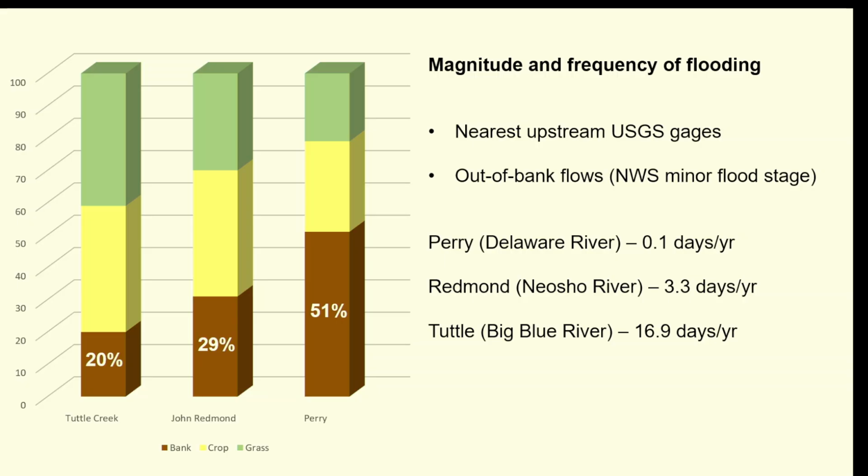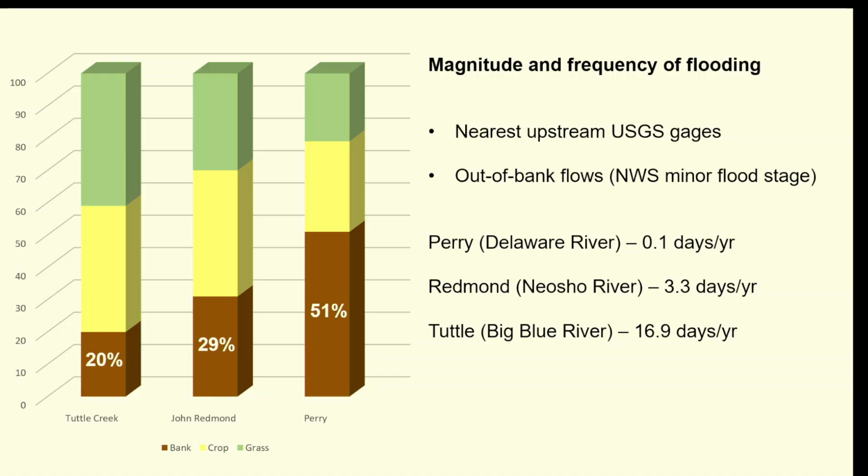So we can take that idea and that principle and start thinking about the other reservoirs. If we just look at the nearest upstream gauges, and we consider the out-of-bank flows, which would be defined by the Weather Service as the minor flood stage, we're going to do more detailed analysis. This was a very quick one, just looking at the number of days that you get these out-of-bank flows. So on the Delaware, for Perry, at that particular gauge, it hardly ever floods.